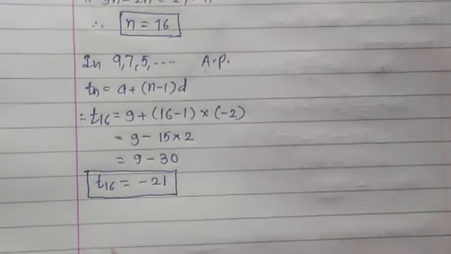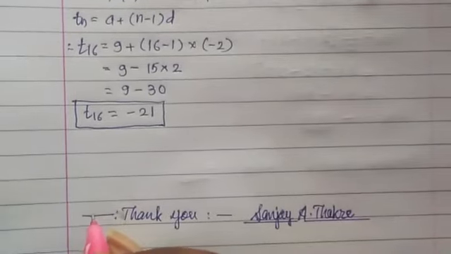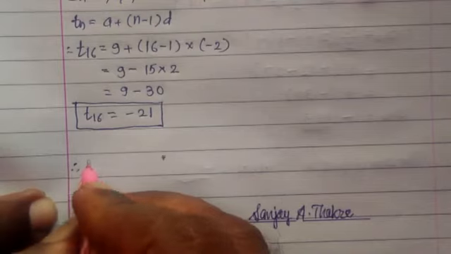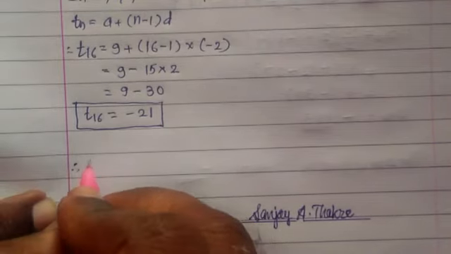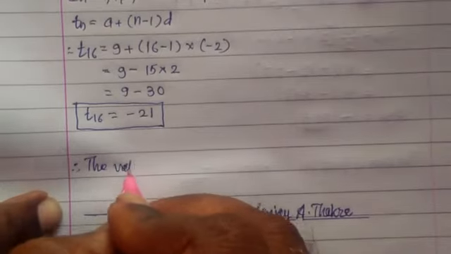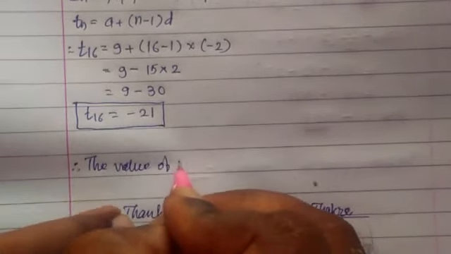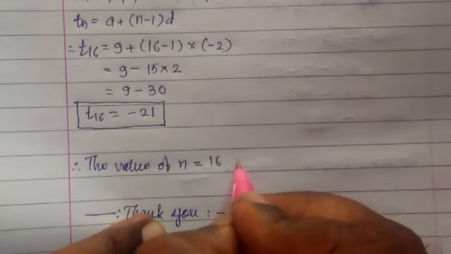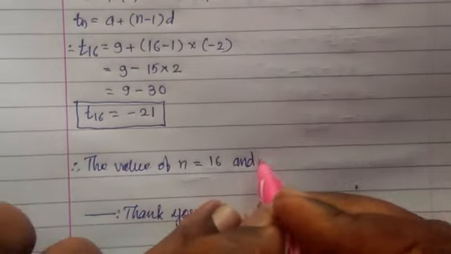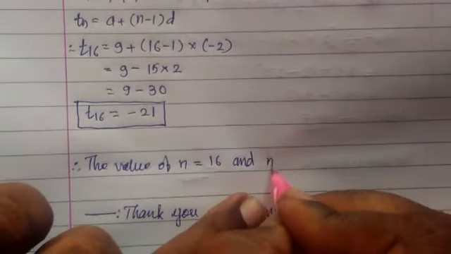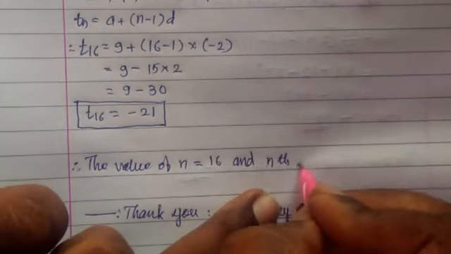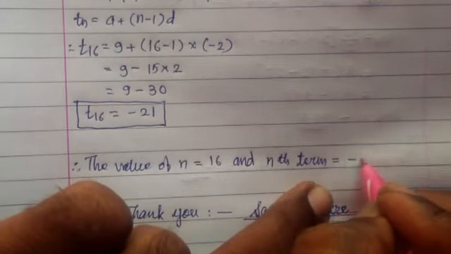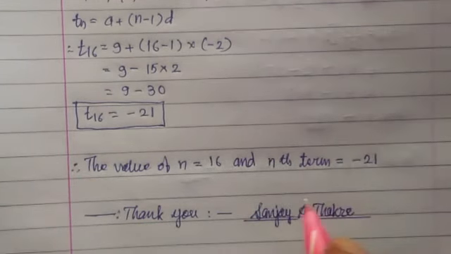And hence now we can write the answer: the value of n is equal to 16, and the nth term is equal to minus 21. This is the answer.